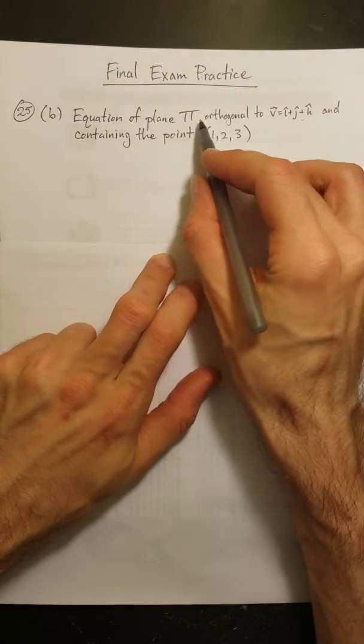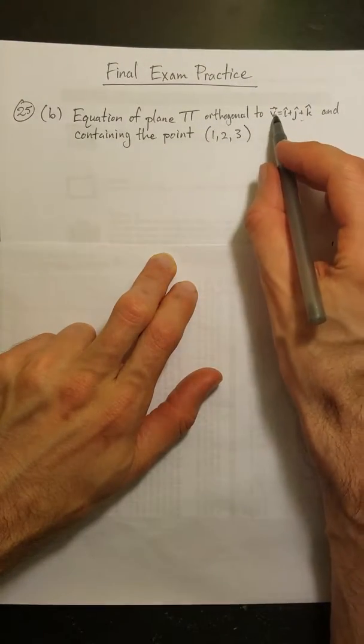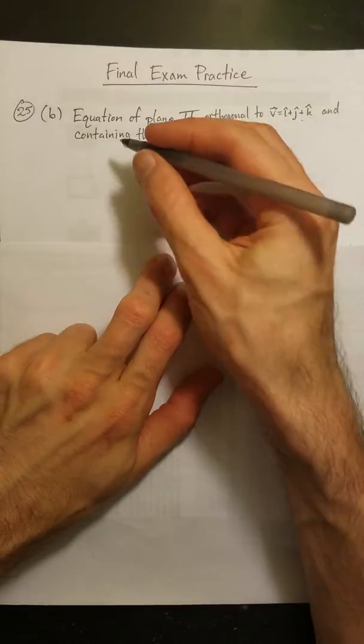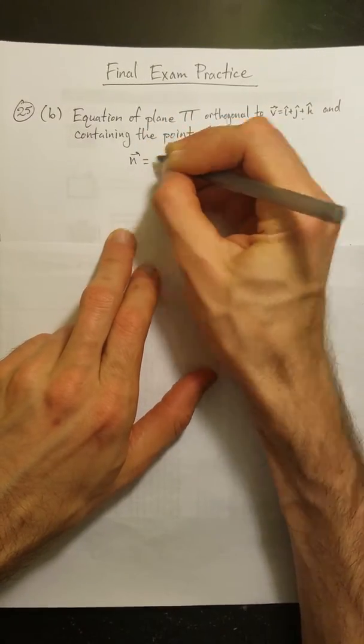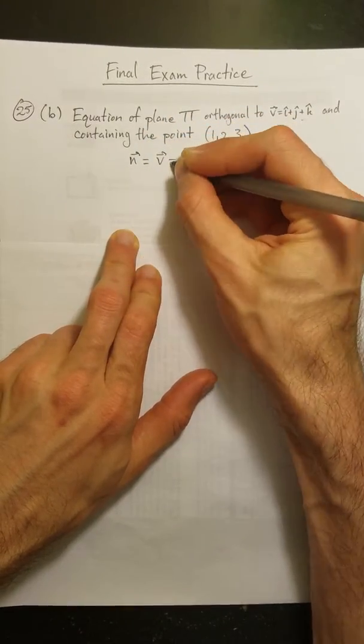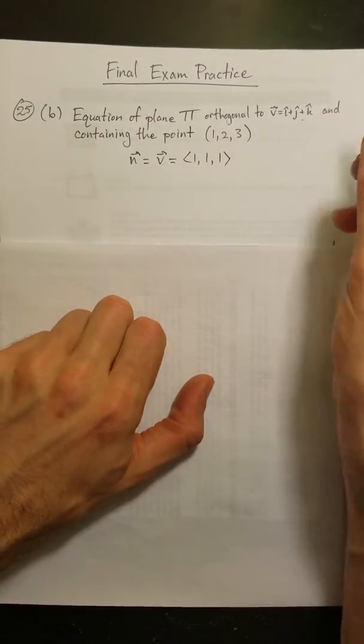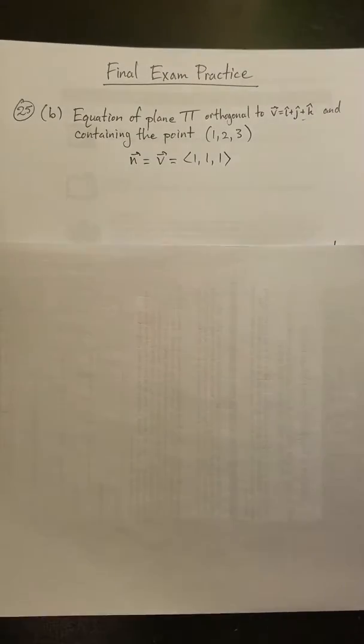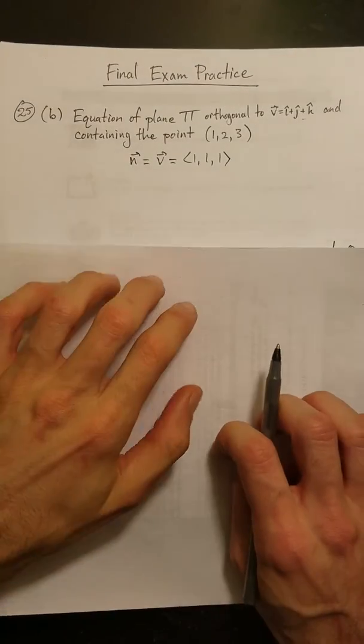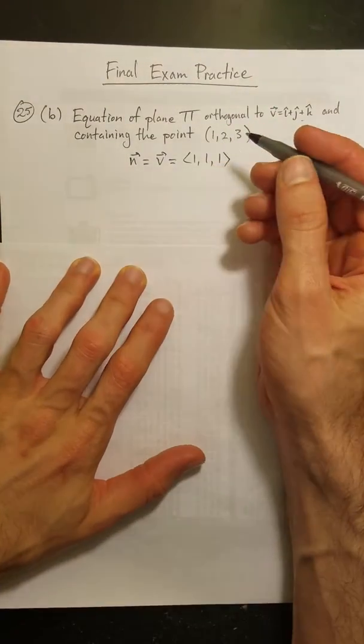And so what we mean by the plane orthogonal to this is that we want this to be our normal vector. Right, so our normal vector is just going to be this vector v, which has components (1, 1, 1). Okay, and it contains this point (1, 2, 3), and that's all fine and good.